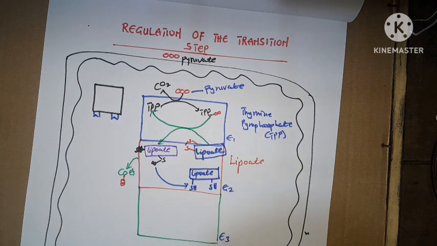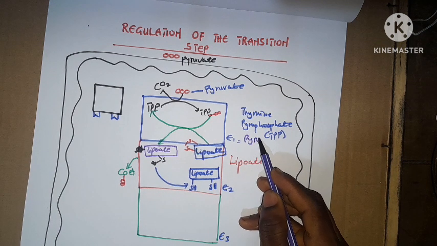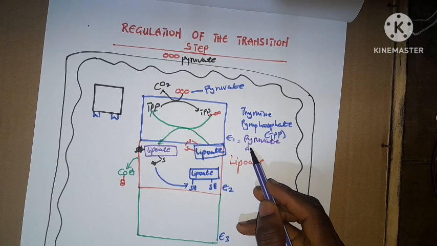So enzyme 3 is known as dihydrolipoamide dehydrogenase. Sorry, I said enzyme 1 is known as thiamine pyrophosphate. That is not the name of enzyme 1. Enzyme 1 is known as pyruvate dehydrogenase.